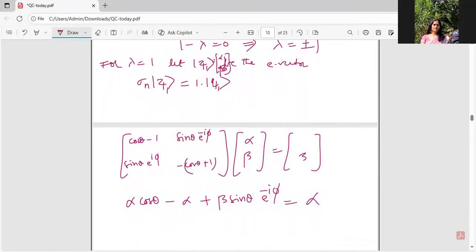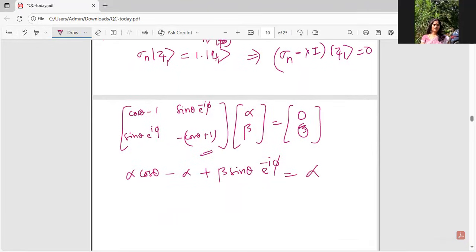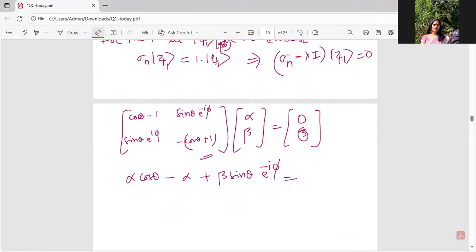Okay. This is 0 and this is 0. If I directly substitute, just see here, guys, (sigma n minus lambda I) into ket xi 1. This would be 0. This is the version that I have written. So that's why the right side should be 0. Now, again, there is no alpha here. That's the reason I'll be getting this to be 0.